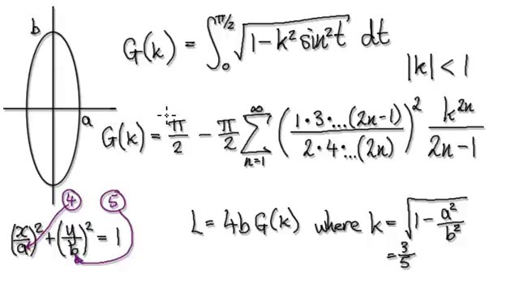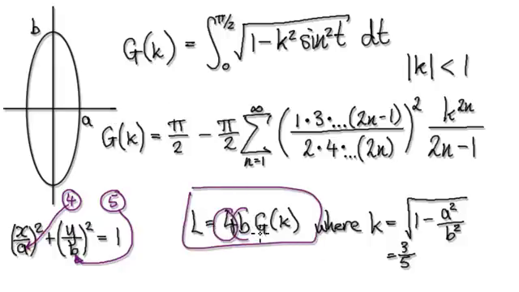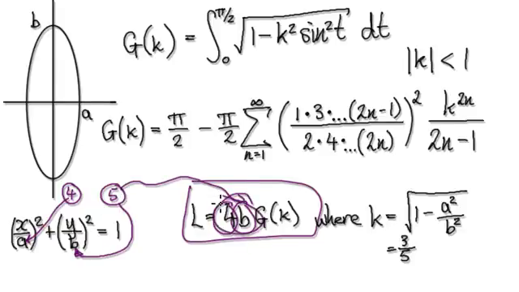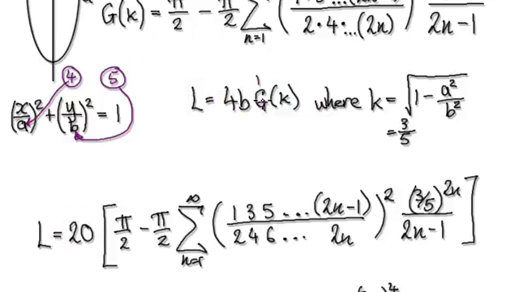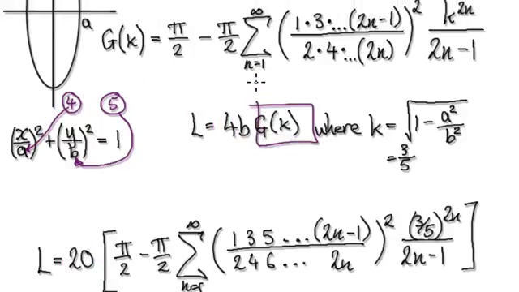Now we can just blindly follow this. It will be 4 times b. Don't forget b is 5. So this thing here would be 20. And then this complicated thing here is this bit here.